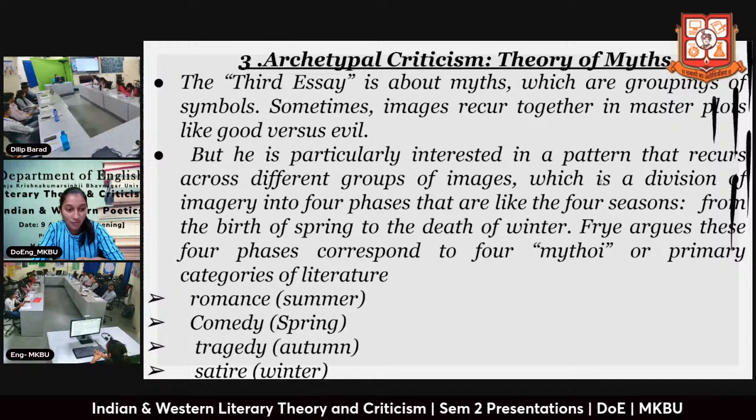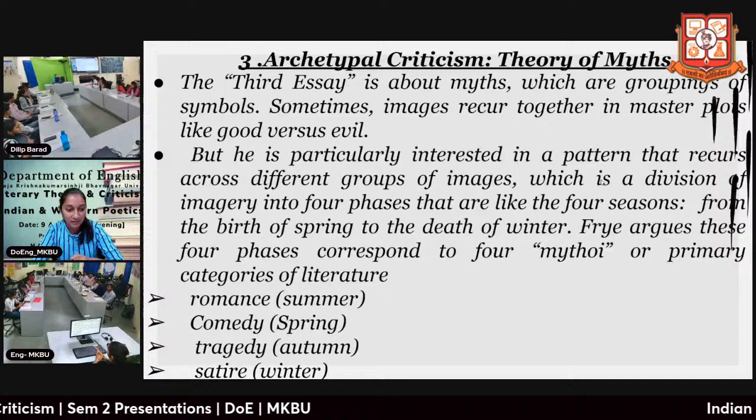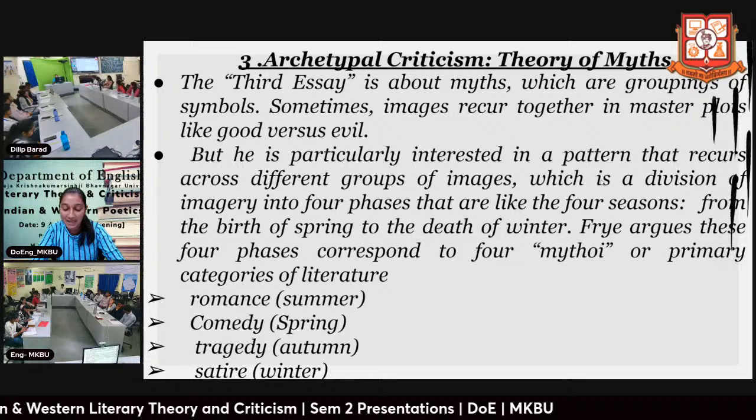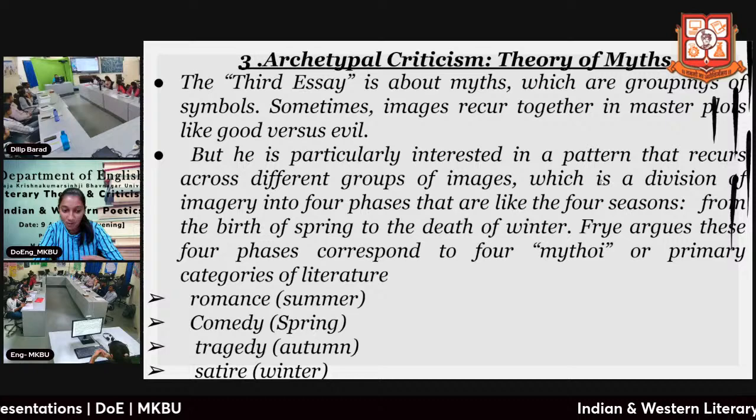He divides imagery into four phases that are like the four seasons, from the birth of spring to the death of winter. Frye argues that these four phases correspond with the four mythoi, or primary categories of literature. Romance corresponds with summer, comedy with spring, tragedy with autumn, and satire with winter.